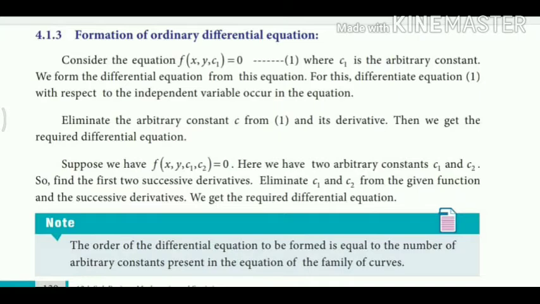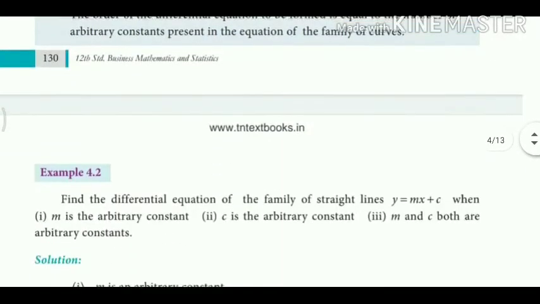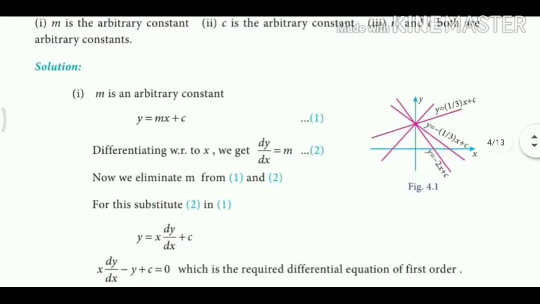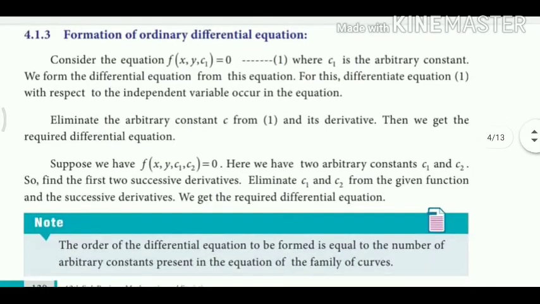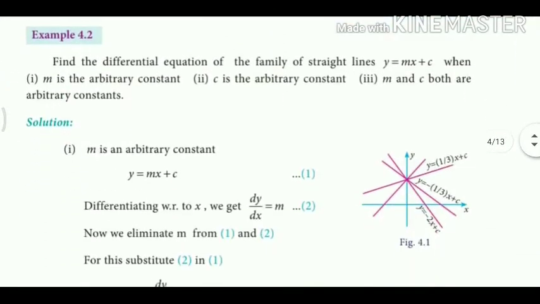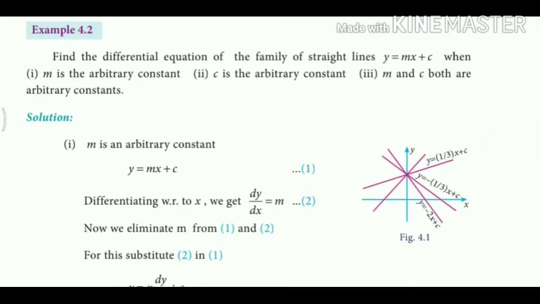So if you see, after watching this 4.2 example, you understand how to eliminate the arbitrary constant. Find the differential equation of the family of a straight line. So the straight line y equal to mx plus c is given. Here three types of conditions are given. The first condition is m is an arbitrary constant. Second is c is an arbitrary constant, and third, m and c, that is both are arbitrary constants.